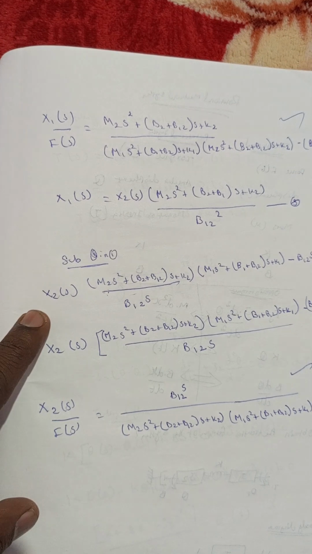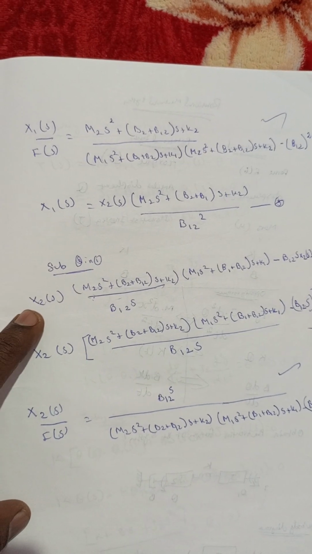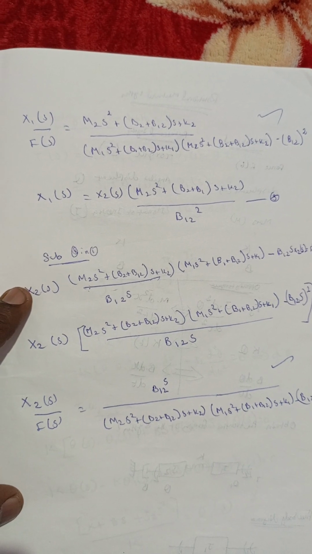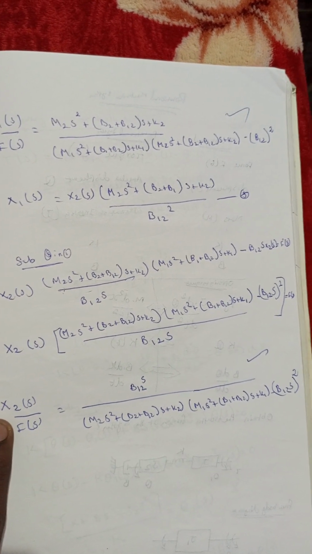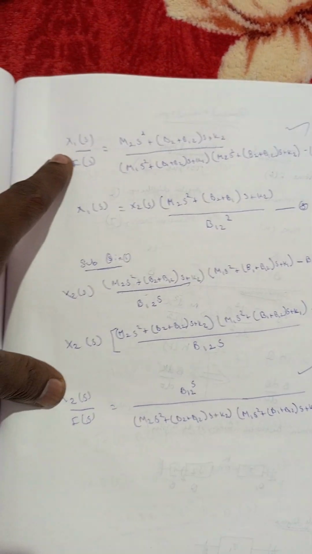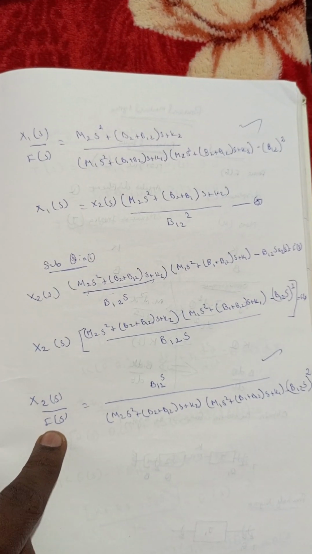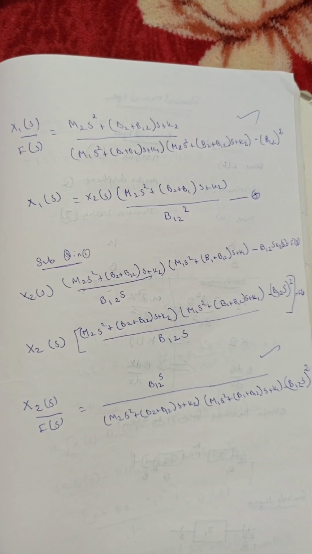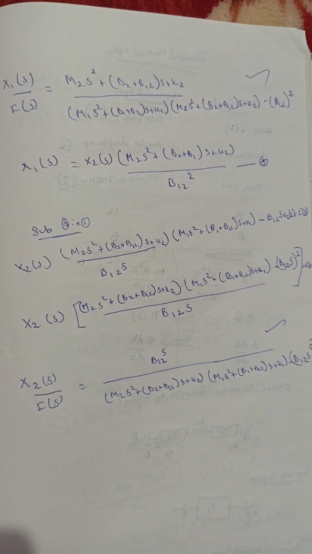So substituting this value 3 in 1, we get this equation, and after final simplification we will get the value of X2. We have identified X1(s)/F(s) here, and we have identified X2(s)/F(s) here. So these are the two values indicated in the question. We have identified the two answers. Thank you.